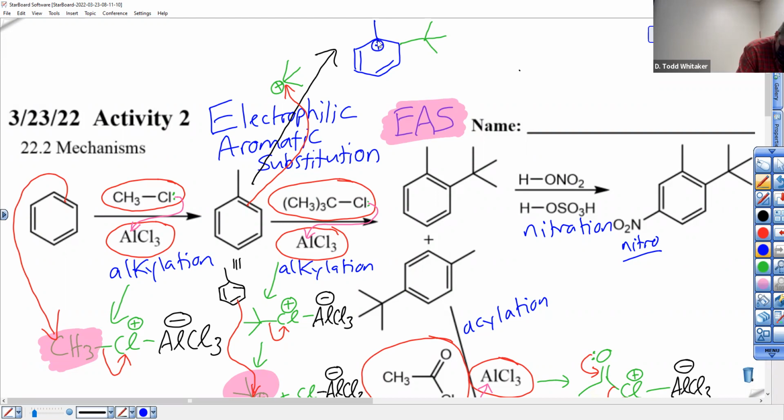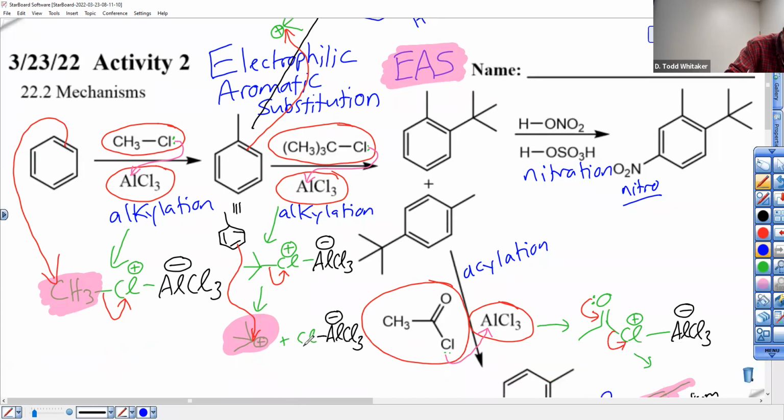And I'd like to point out that there's an H right here. Yeah. That was there from the beginning and is not there in the end. That has to go away, and your catalyst has to reform. Where's the part with the catalyst? It's here. AlCl4 minus.